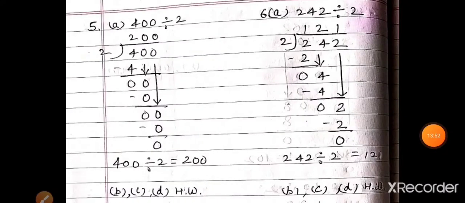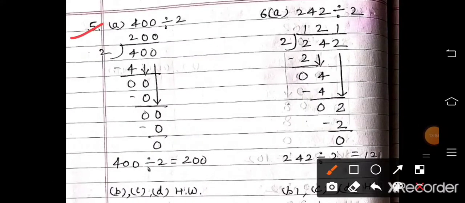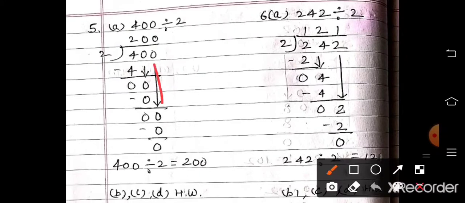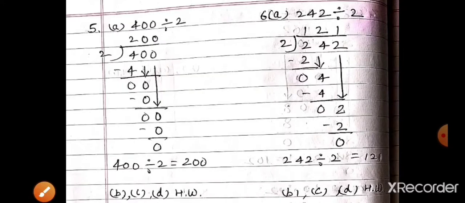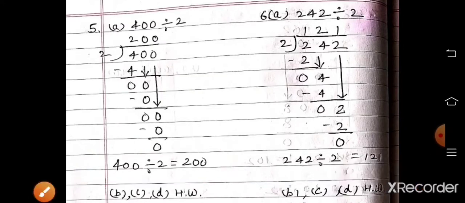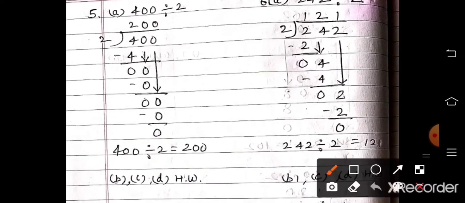Now question number 5. Question number 5, A part, 400 divided by 2. So write like this. First 2 2 ja 4, subtract 0. Now put this 0 down. Okay, 0 times, so 0, 0 minus 0, 0. Then bring this 0 down. Okay, again 0 times, so 0 minus 0, 0. So 400 divided by 2 equal to 200. Okay, so like this you have to do. B, C, D is your homework.